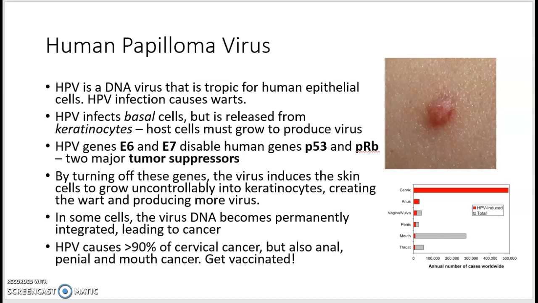So by turning these genes off, the virus induces the skin cells to grow uncontrollably, creating warts and producing lots of virus. And then in some cases, the virus DNA becomes permanently integrated, and this can lead those warts to turn cancerous. HPV causes over 90% of cervical cancer, but also anal, penile, and mouth cancer. You should get vaccinated because the HPV vaccine isn't just a vaccine against genital warts, it's a vaccine against cancer.